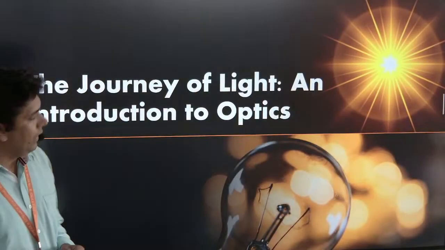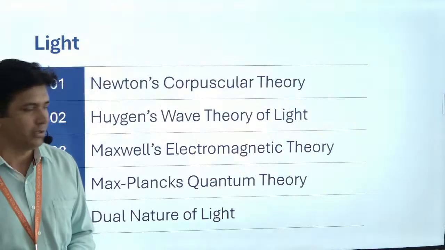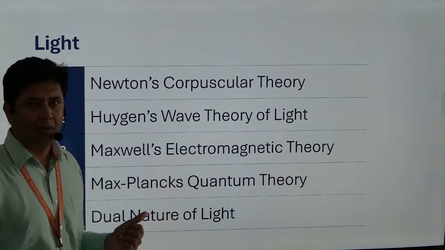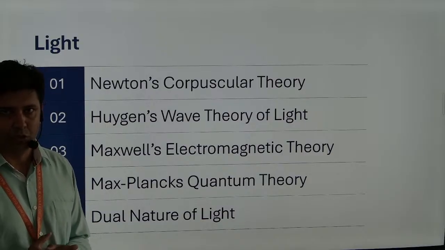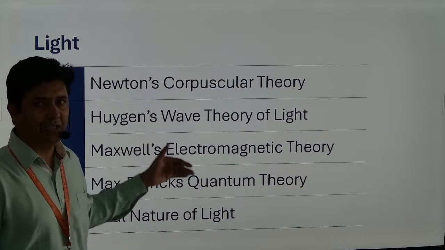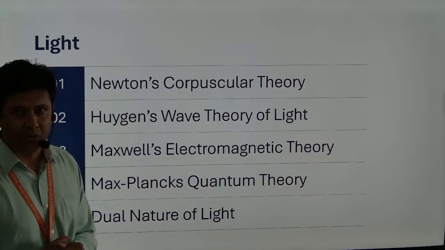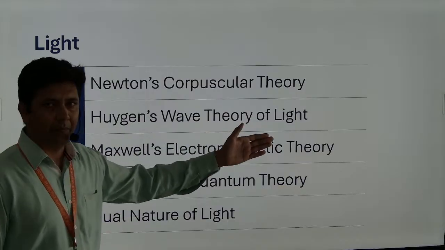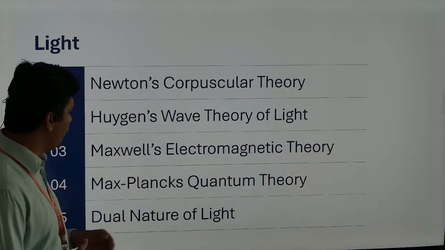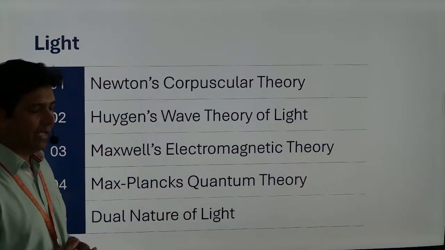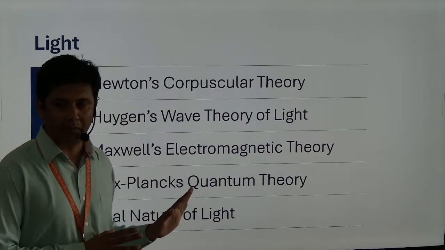The journey of light, which is an introduction to optics. This is what I'm going to discuss with you today. As we know, light is broadly an electromagnetic wave. It travels through the medium in the form of waves. But as far as the different theories of light are concerned, where they have studied the nature, characteristics and properties of light, that starts with Newton's corpuscular theory and the Huygens wave theory of light. It also moves from Maxwell's electromagnetic theory to Max Planck's quantum theory of light, and then the dual nature of light. So this is all we are going to cover in this particular video.